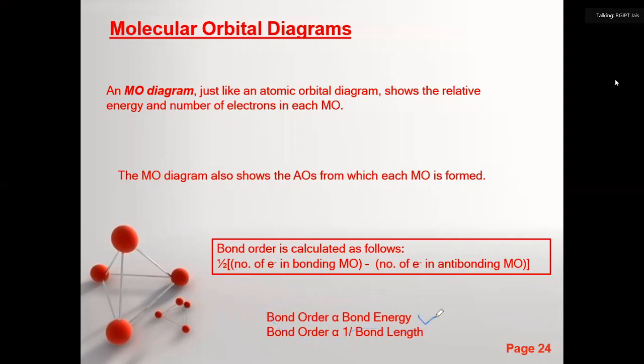The bond energy is directly proportional to bond order. The greater the bond order, the greater the energy. Means if it is a double bond, higher energy, a triple bond, even higher energy. Bond order is inversely proportional to bond length. Means if bond order is higher, then bond length is smaller. In case of a double bond, the length is smaller as compared to a single bond.